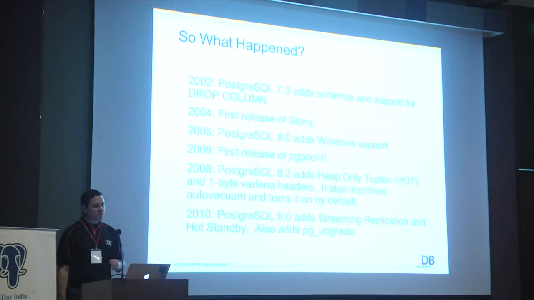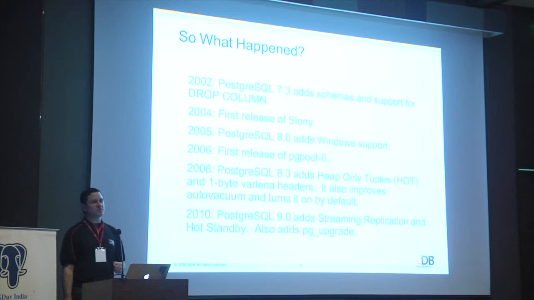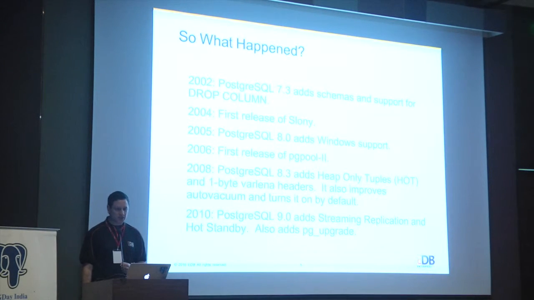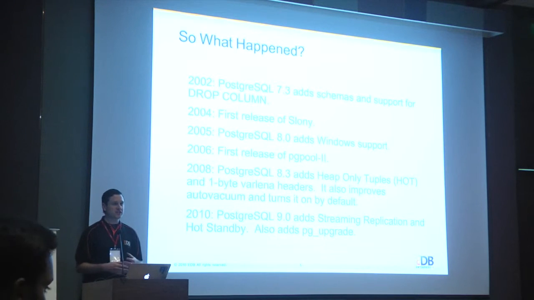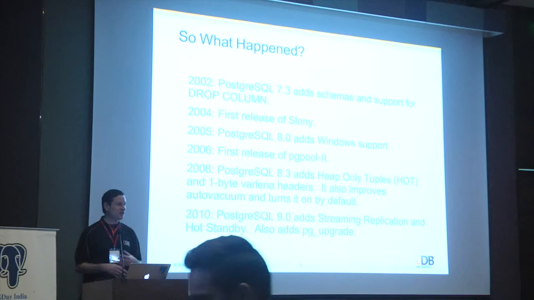2005, we got Windows support in Postgres 8. 2006, we had the first release of PG Pool 2, a very important Postgres add-on project. And there was a ton of performance work that was happening through these years as well. There were a series of releases for like 5 years running where we doubled the write performance of the system in every release. That's a big, big multiple by the time you get through 4 or 5 releases of that sort of thing.